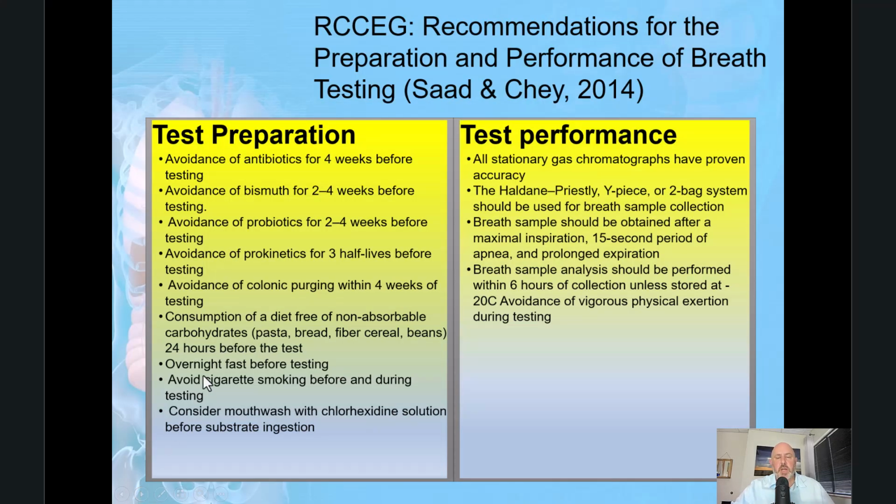Following test preparation to a T is very important, especially avoiding antibiotics 4 weeks before testing. The guidelines are fairly uniform and adopted amongst labs, and they would give these guidelines to you in the package, but it's very important to follow these to get accurate results.